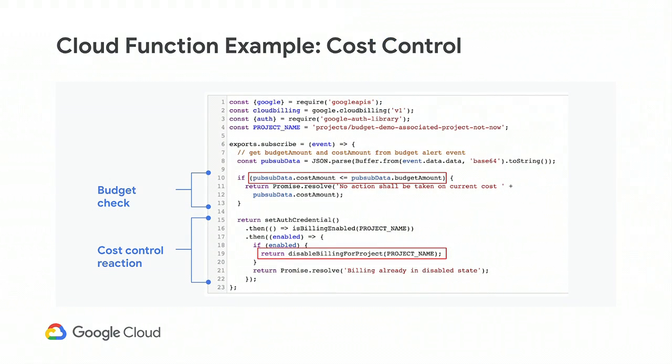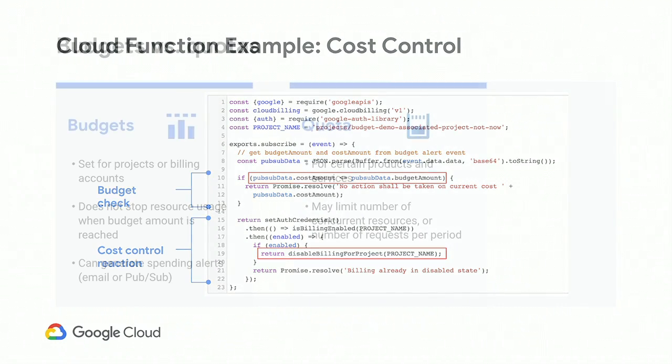And this is just kind of a small pitch for Cloud Functions, but when I say it's easy to write the programmatic consumption of the Pub/Sub message, Cloud Functions are really short snippets of code in common languages. So here we have a very short function that does a quick budget check, and then pushes the big red button and says disable billing because we exceeded the budget.